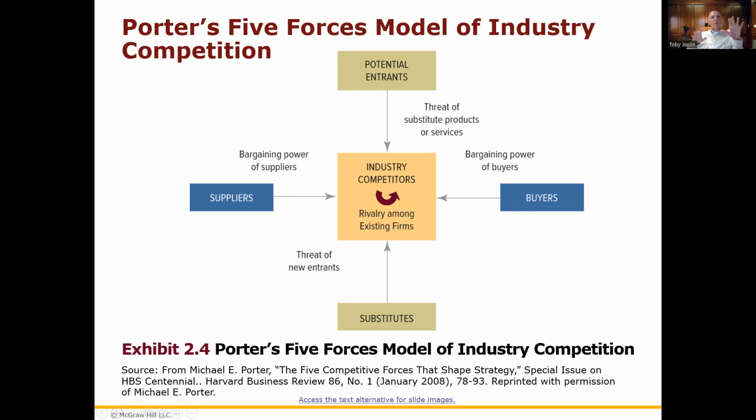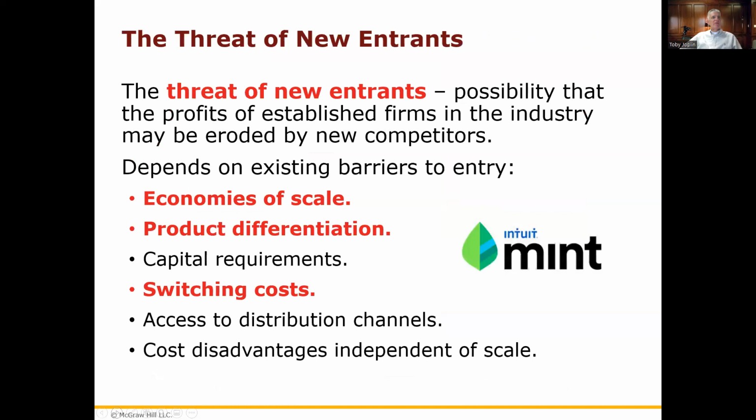So Porter's Five Forces model, first of all, looking at the middle, we look at how intense is the rivalry among existing firms. And then we look at the relative power of buyers, which is what your authors refer to as customers. Customers are buyers. What's the relative power of suppliers? What's the risk or the threat of new entrants into your industry? And what's the threat of substitutes? So let's take a look at that.